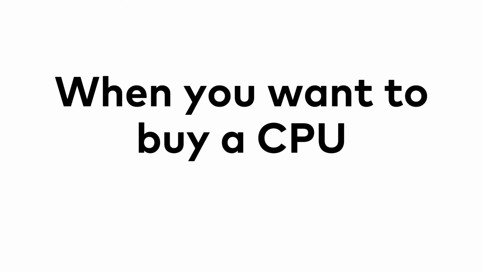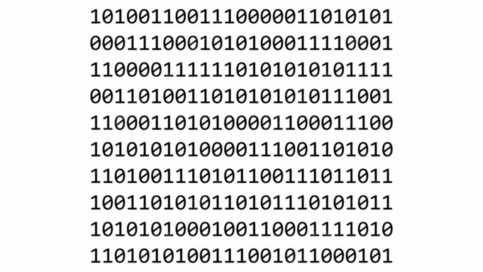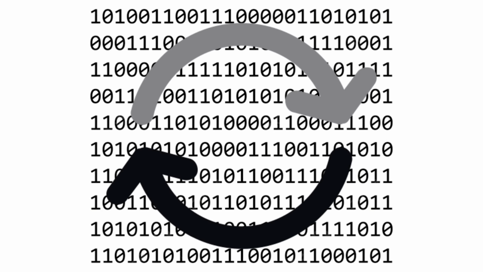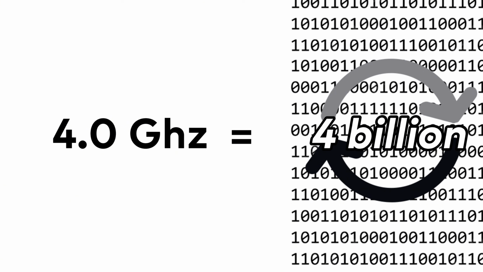When you want to buy a CPU, there are some specs that you should take a look at. Clock speed. Measured in gigahertz, this tells you how many billions of cycles a CPU can perform in 1 second. A 4.0 gigahertz processor can run 4 billion clock cycles per second.